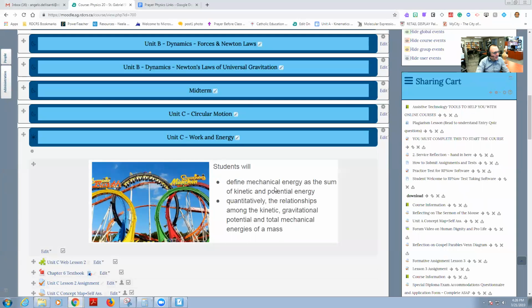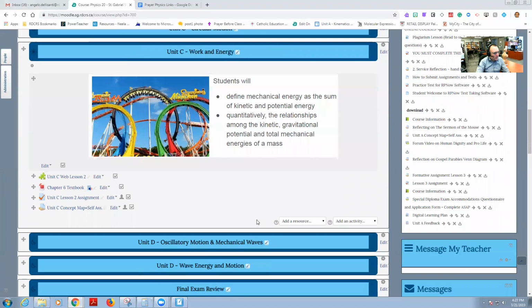Students will define mechanical energy as the sum of kinetic and potential energy. This was touched on in grade 10, just giving you a heads up. Quantitatively, the relationship among kinetic, gravitational potential, and total mechanical energies of a mass was also mentioned in grade 10 too, so you're seeing that topic again.